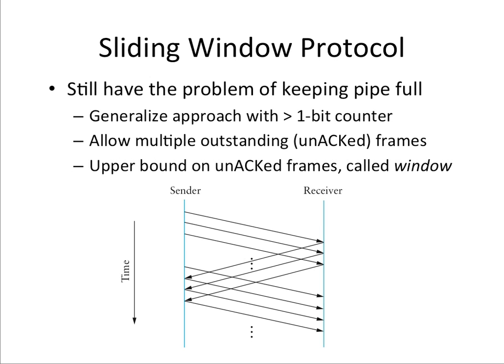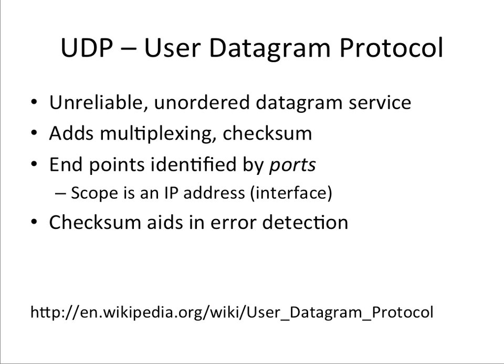So this is a pretty abstract description of transport and how one might go about building a protocol that provides reliable message delivery. So we're going to talk about two concrete protocols. The first one is called UDP. You have probably heard of it. It's called User Datagram Protocol. It provides an unreliable and unordered datagram service.